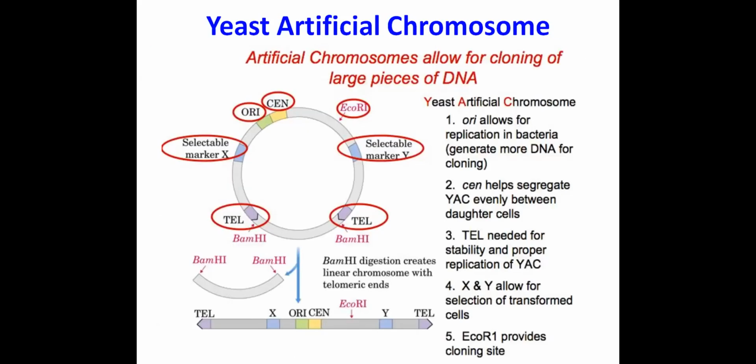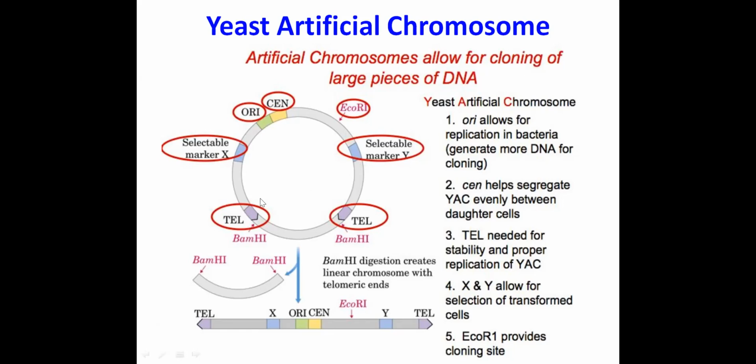Okay, so like other vectors, it also has an origin of replication in bacteria. This ori is for replication in bacteria to generate more DNA or to get multiple copies. Then it has one region which is known as CEN for centromere. This CEN helps the segregation of the yeast artificial chromosome evenly between the daughter cells. In bacteria, we have the PAR gene. In the yeast artificial chromosome, we have the centromere or CEN gene, which helps in the equal segregation of the YAC in the daughter cell.